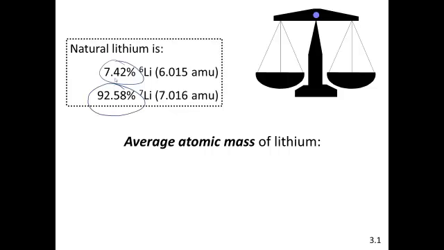So 7.42% turns into 0.0742. We're going to multiply that by our mass, which in this case is 6.015 AMUs. Then we're going to add that to our other percentage. We change that percentage to a decimal, 0.9258, times our other mass, which in this case is 7.016 AMUs.